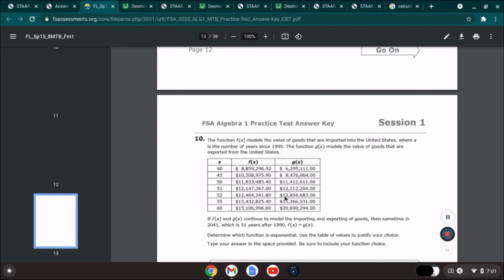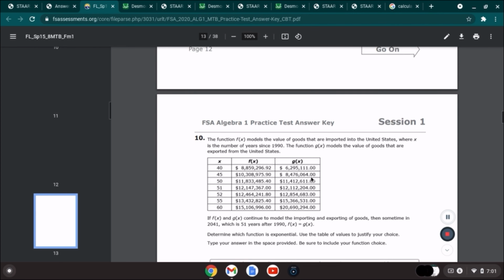So here from 12 million to 15 million, that's about a $3 million jump. From 15 million to 20 million, that's about a $5 million jump. So we see an increase of value quickly. So it says determine which function is exponential, and based off of what we have here, we can go ahead and say that g of x is going to be an exponential function.